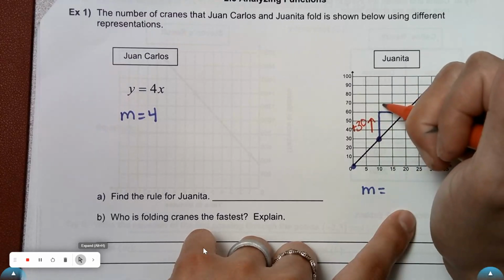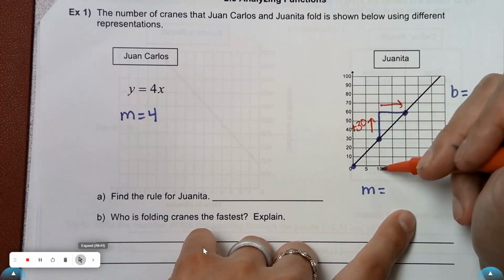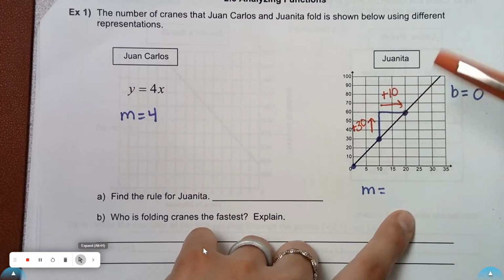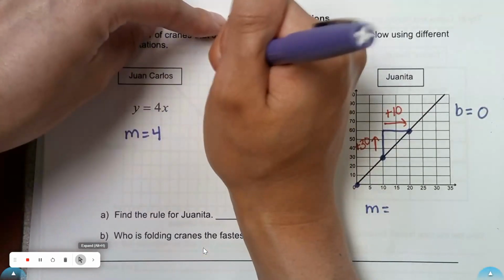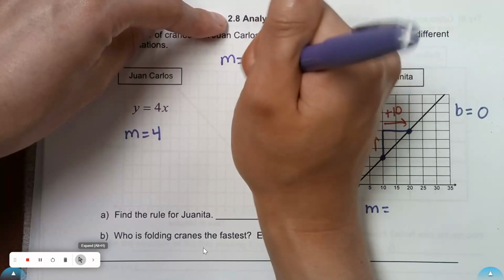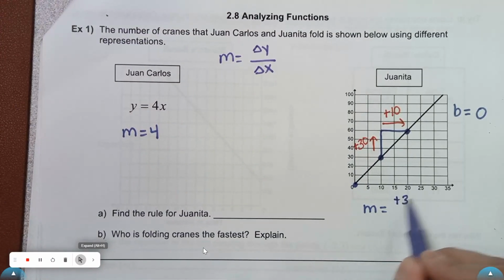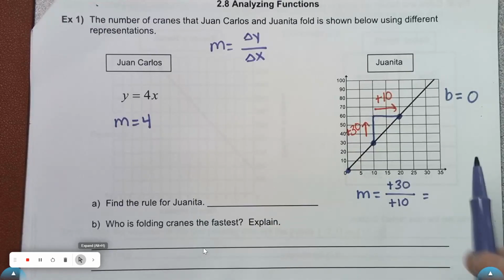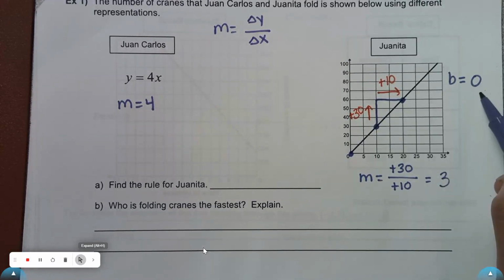And then I'm moving to the right 2 boxes, but I have to look at my axis. I'm going from 10 to 20, so this is plus 10. So always make sure you look at the numbers. And then remember that your slope, your M, is always your y over your x. So my y here is plus 30, and my x here is plus 10. If I put that in my calculator, I have 30 divided by 10, which is 3. So I know that my M is 3 and my B is 0.